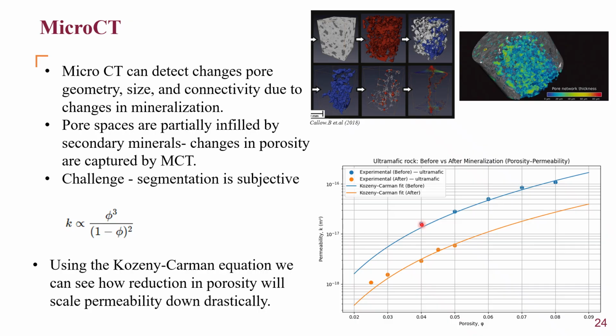the before mineralization samples, that's the untreated samples, have higher porosities and therefore higher permeabilities as compared to the post mineralization samples, which have lower porosities and lower permeabilities on the scale of 10 to the power negative 17 meters squared, which shows that permeability scales proportionally or is directly proportional to porosity. So an increase in porosity would infer an increase in permeability and vice versa.